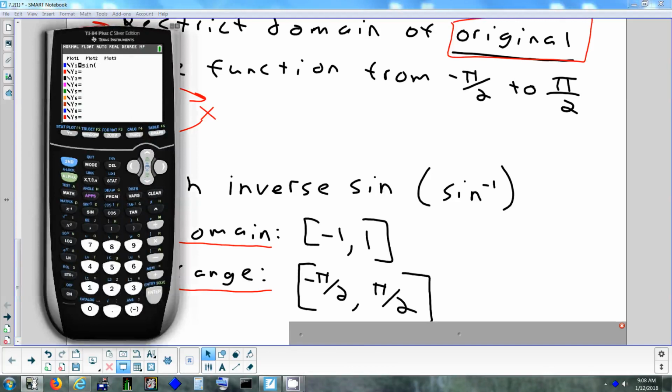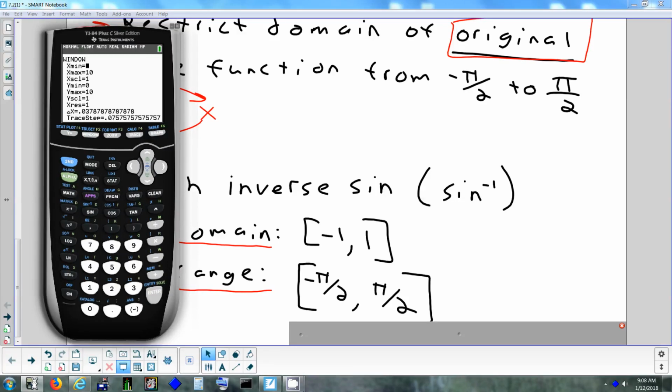So let's do inverse sine of x. I'm in degrees, so right now my domain I would be fine with, but the range is in radians. So I'm going to change to radians. If you want to do it in degrees, it would be -90 to 90.